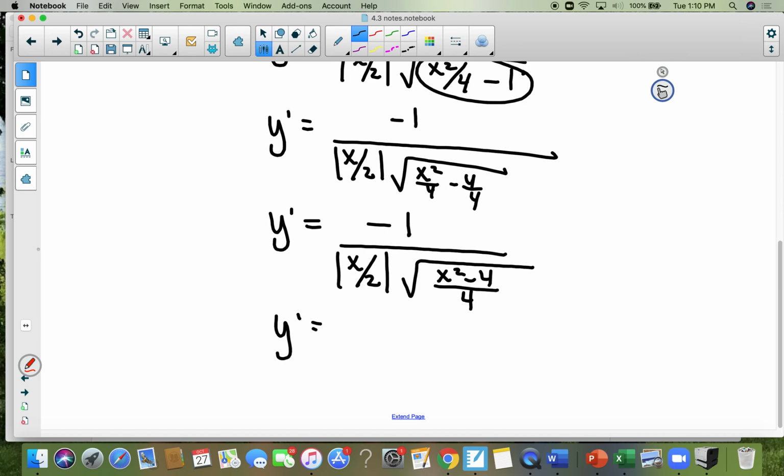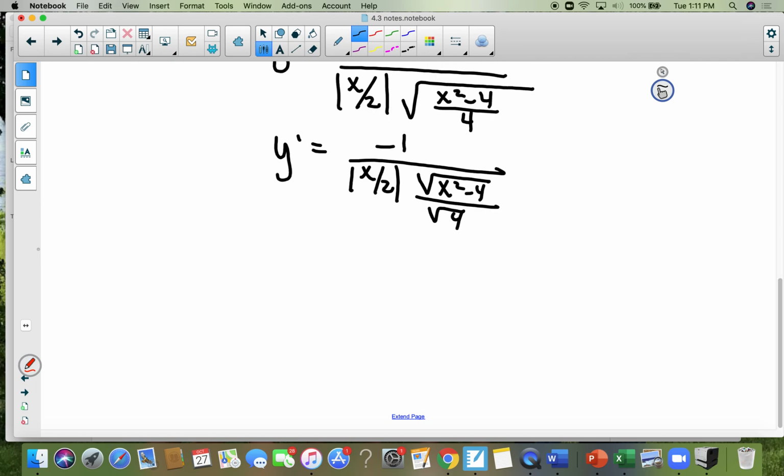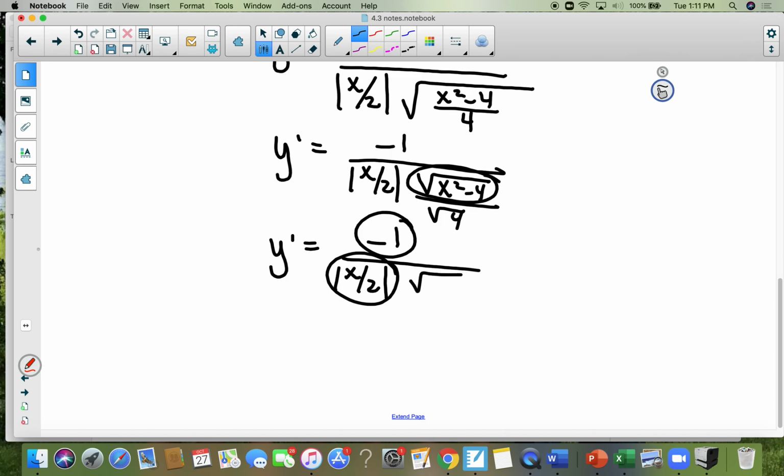Y prime equals negative 1 over absolute value of x over 2. I can break this up into x squared minus 4 all over the square root of 4. So y prime is equal to negative 1 over x over 2. Notice I've done nothing to this and nothing to this. I'm going to leave this as the square root of x squared minus 4, but the square root of 4 is 2.